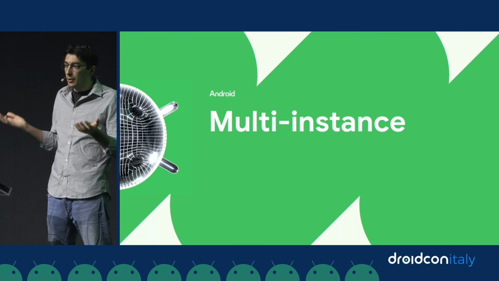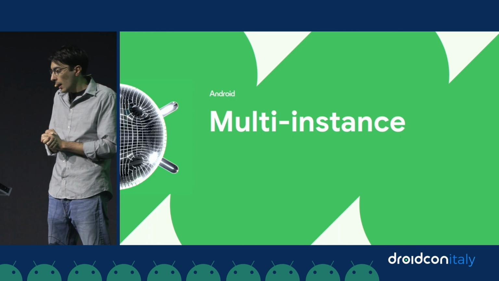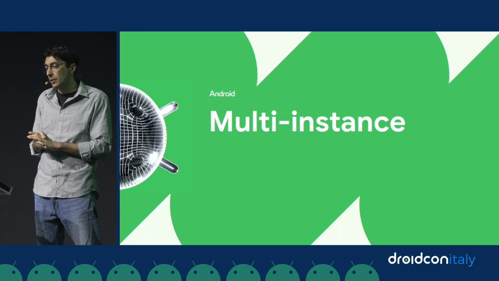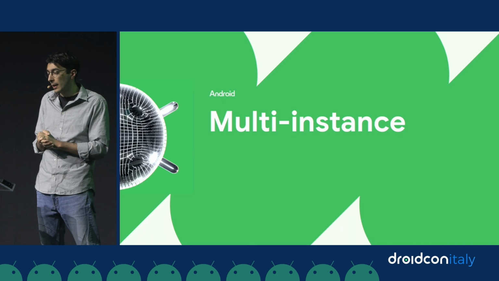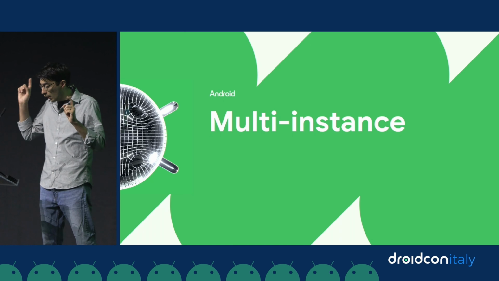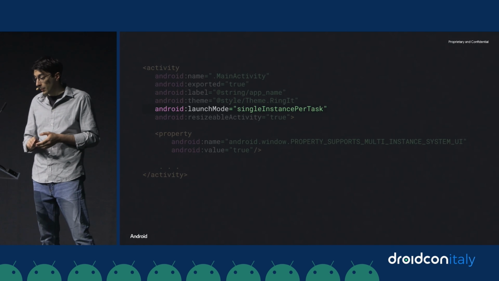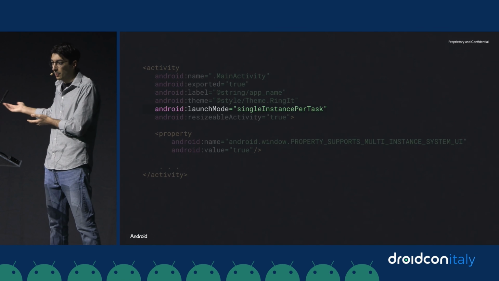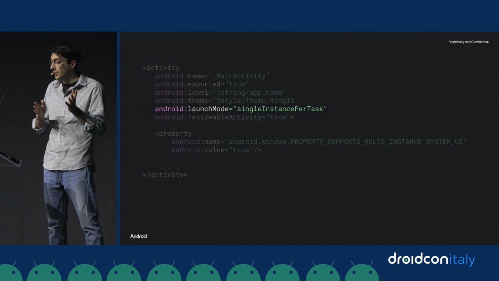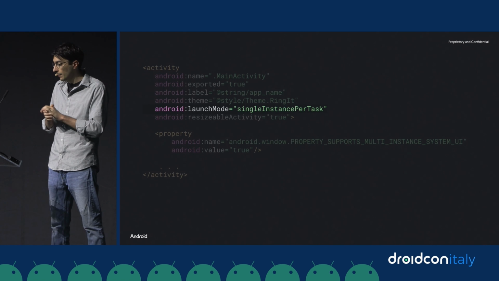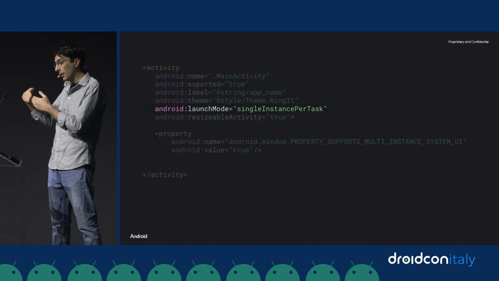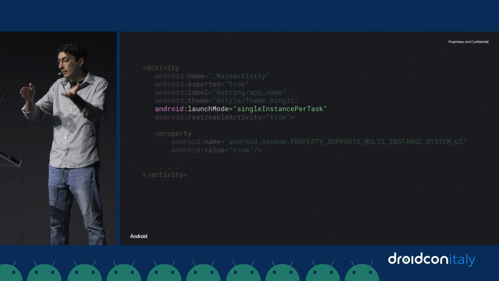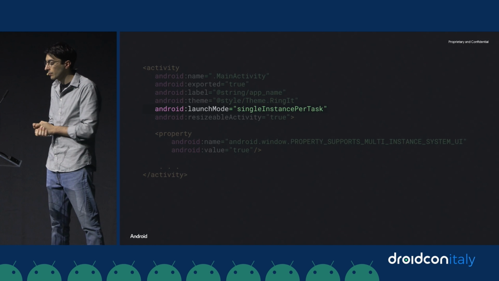It's really what users on desktop are expecting. And multiple instance with the drag and drop was introduced with Android 15, SDK 35. I'll show you how. First of all, we need to enable multiple instances. So you need to define a launch mode that supports multiple instances. In this case, I'm using a single instance per task. That means every time I open the activity in a different task, it will open a new instance instead of bringing the current instance to the top of the stack.